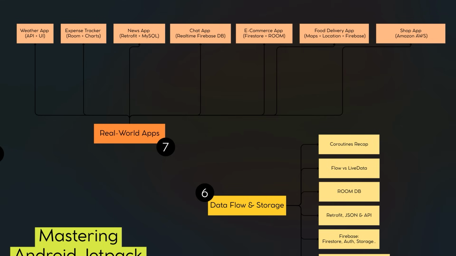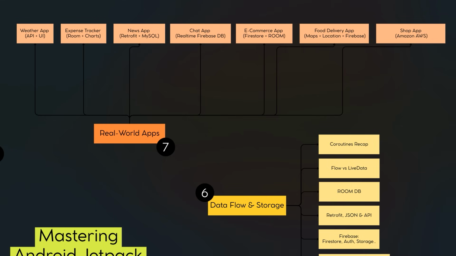The chat application, with the real-time Firebase DB. We're going to build a WhatsApp or Telegram clone using the real-time Firebase database. So we're going to fetch messages and updates from the database instantaneously. Then we'll move to more and more complex applications like the e-commerce app, Firestore plus Room. We're going to fetch products from the Firebase Firestore database and store them locally for offline access using Room.